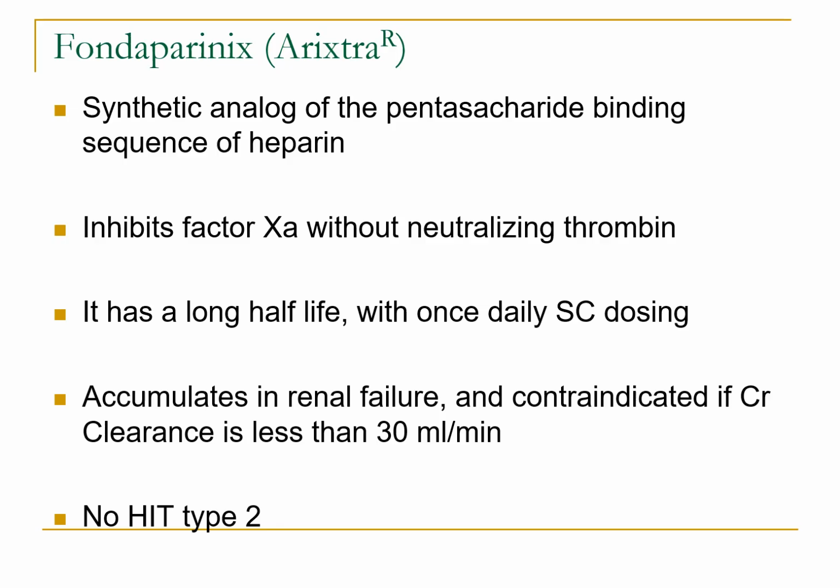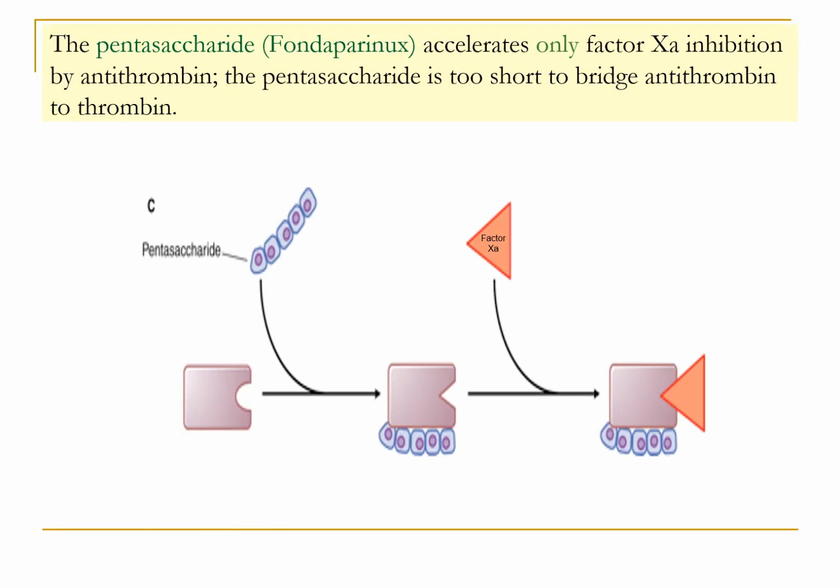It has a long half-life, so it's nice to give it once daily. It's given subcutaneously. The problem with it is that it accumulates in renal failure, so we have to be very careful in patients who have very low creatinine. The nice thing about it is that there is no HIT type 2 in this case. And this is how it works. So you would expect what's happening, and it activates antithrombin, and which leads to inhibition of factor Xa.